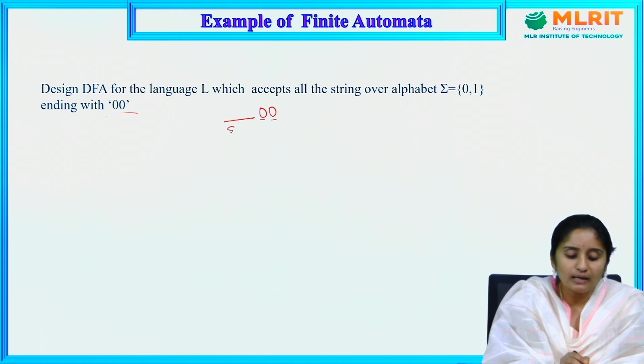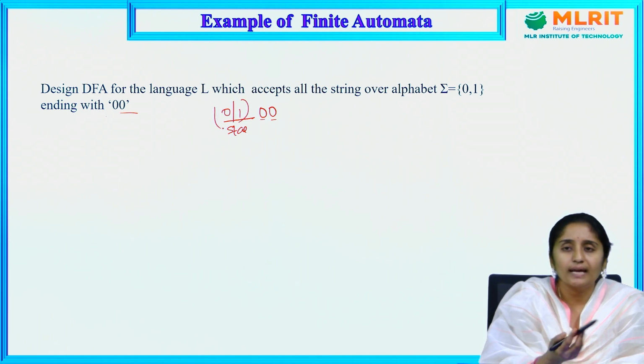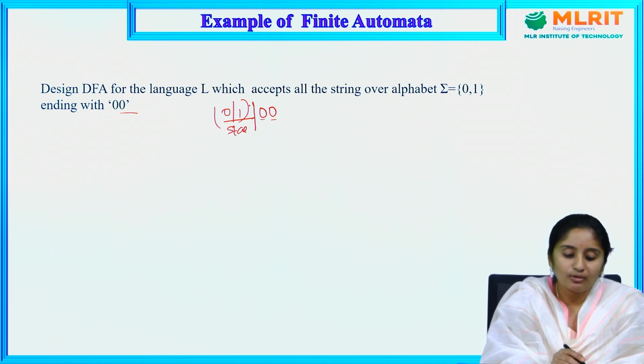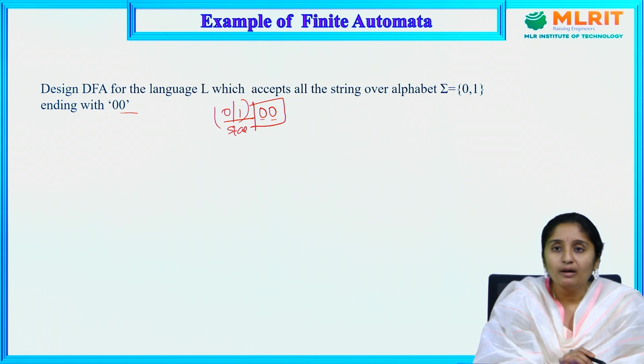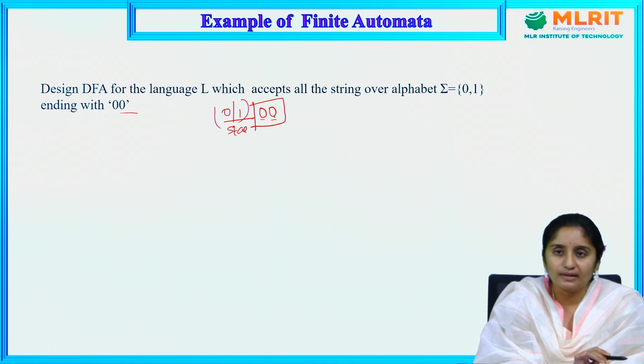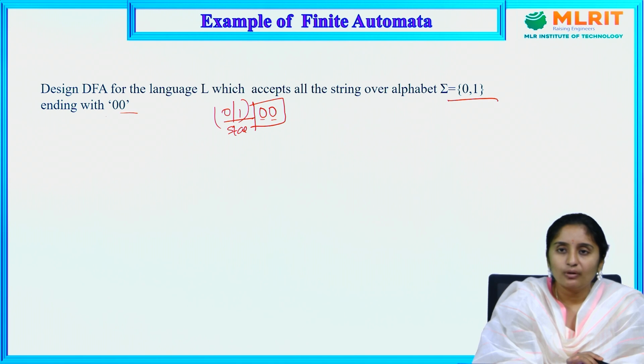The start can be either 0 or 1. Anything can be either 0 or 1. It's a combination of zeros and ones, and I can use them any number of times. But my constraint is it should end with double 0, nothing but 2 zeros should be there. 1 0 should be followed by another 0 is the condition. Starting can be anything, over the alphabet {0, 1}.